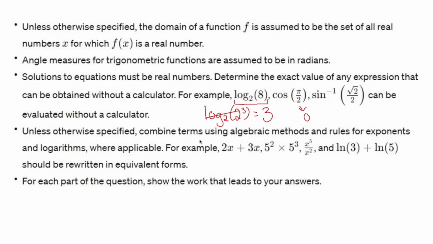Same thing here. If you can combine like terms and make that 5x, if you can combine like terms and make that 5 to the 5th, x to the 3rd, ln of 15 because you multiply the insides, do that. And we will have a problem today that will be a kind of gross answer that we won't simplify. But again, if it's not a gross answer, try to simplify it because they're going to make you.